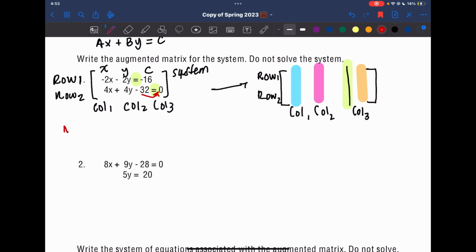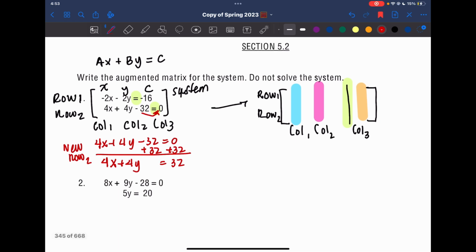So this is the new row 2, and it was 4x plus 4y minus 32 equals 0. We're going to add 32 to both sides. And now we have 4x plus 4y equals 32. So what I'm going to do is I'm now going to build my new system. I'm going to rewrite it because the equation of the line in standard form is now correctly stated. It has to be x, y, equal sign, c.